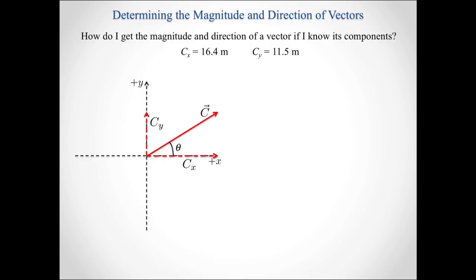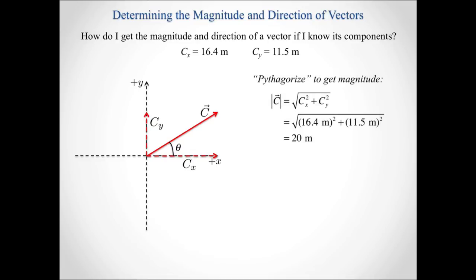So again, let's come back to our example here. I've got the vector c. I know that its x component is 16.4 meters pointing in positive x. Its y component is 11.5 meters pointing in positive y. If what I want is the magnitude, the shorthand phrase we're going to use is Pythagorizing. So we Pythagorize to get the magnitude: we take the square root of the x component squared plus the y component squared. In this case, 16.4 meters squared plus 11.5 meters squared, take the square root of that, and you get 20 meters, which is the magnitude of vector c.